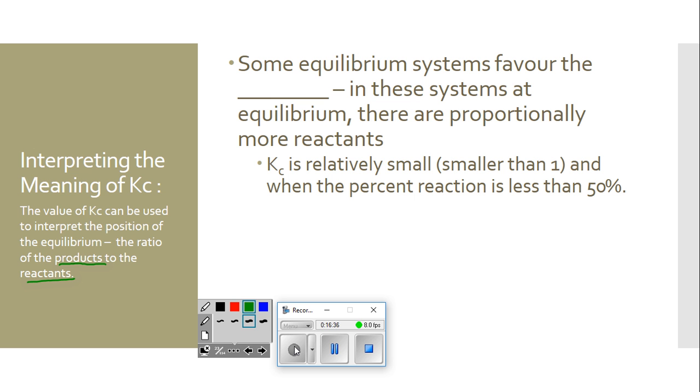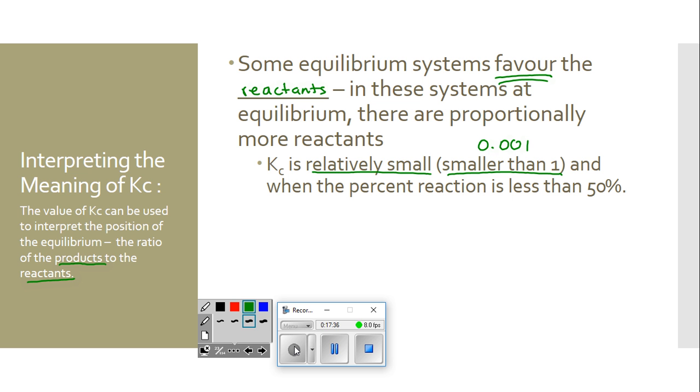And so the terminology that we'll use is the word favor. If I say that a system is favoring something, it means that there are more of them. So some systems favor the reactants. That means at equilibrium, there's proportionally more reactant than product. Now, what will you see if this is the case? KC will be relatively small, so smaller than 1. I don't mean negative. When I say smaller than 1, think about like 0.001. That's smaller than 1. The number shouldn't be negative because I shouldn't be measuring negative concentrations. So when I say smaller than 1, I mean a decimal number that's between 0 and 1.